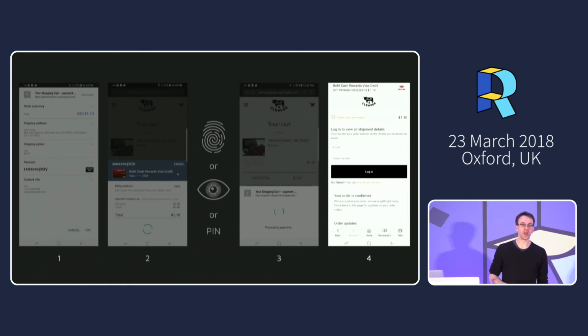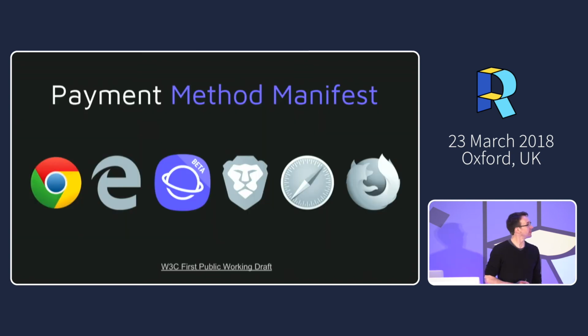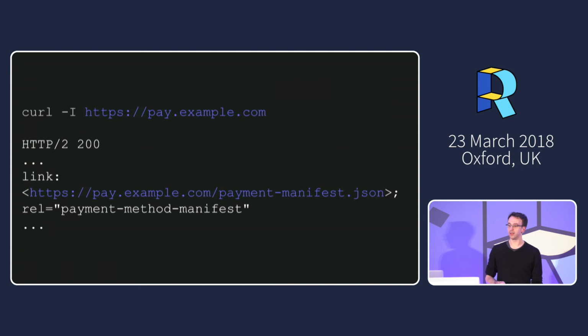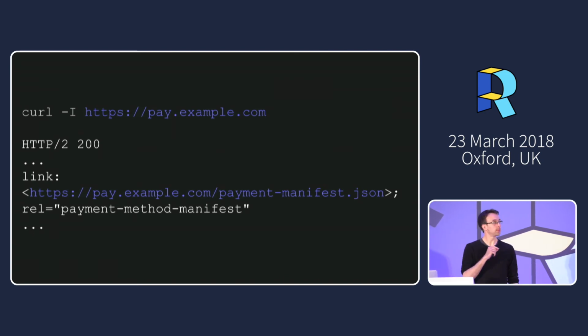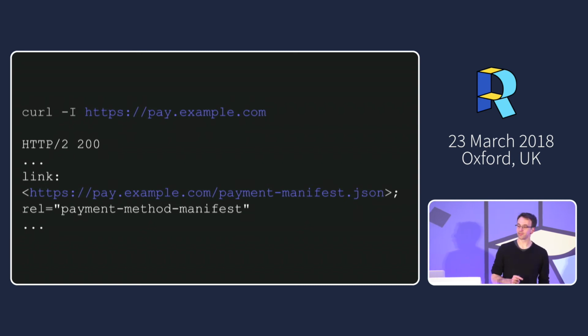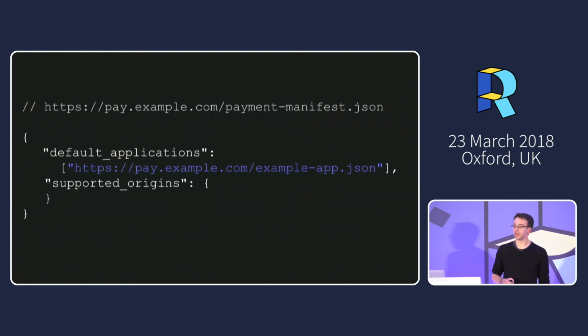But how does this work in terms of web standards? Well, it uses a spec called the Payment Method Manifest, which is supported in Chrome and in our latest Samsung Internet Beta. If you take one of those app-specific URLs that you can pass into supported methods, and if you were to request the headers on those, you'd find a link to a payment method manifest. And this is a JSON file that looks a bit like this. It defines a default application for payment, which points to another JSON file. And you can also include supported origins for third parties that we also wish to be able to support our payment method.